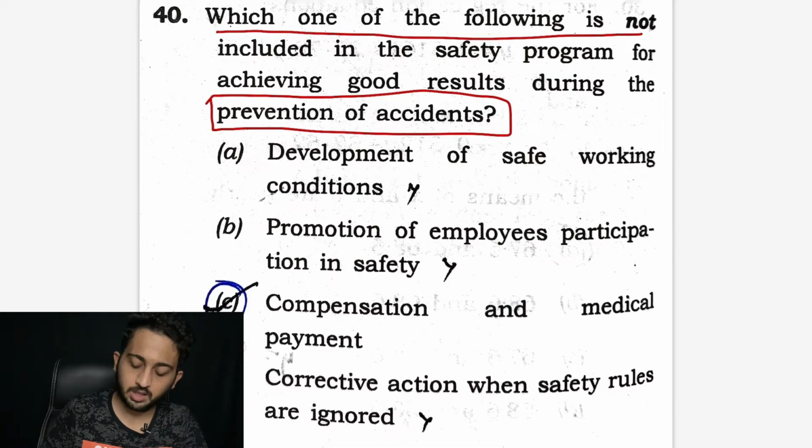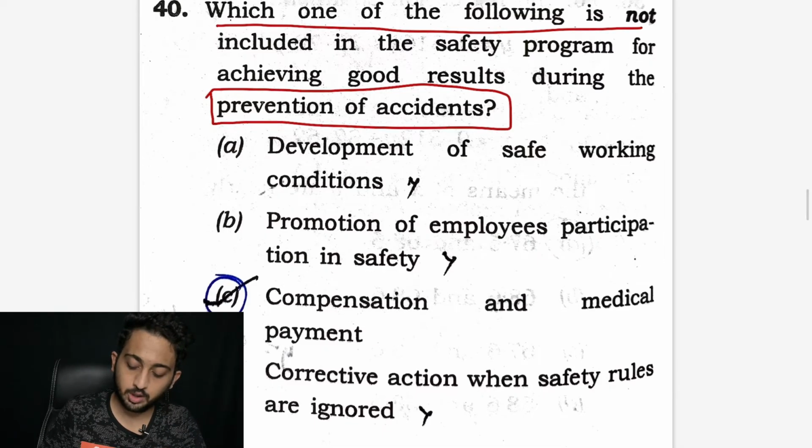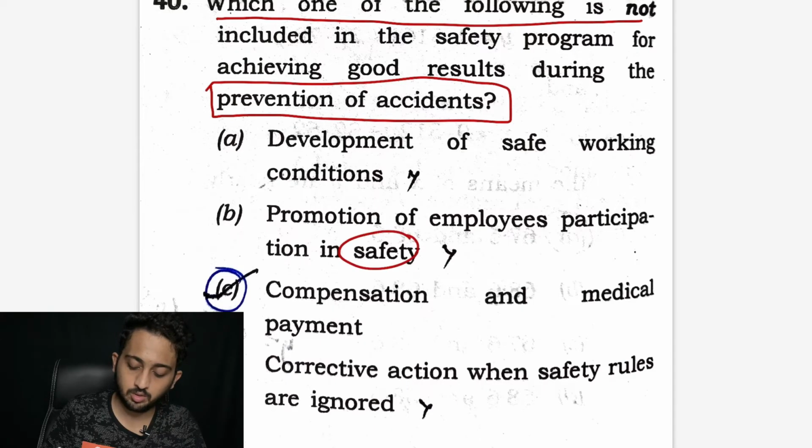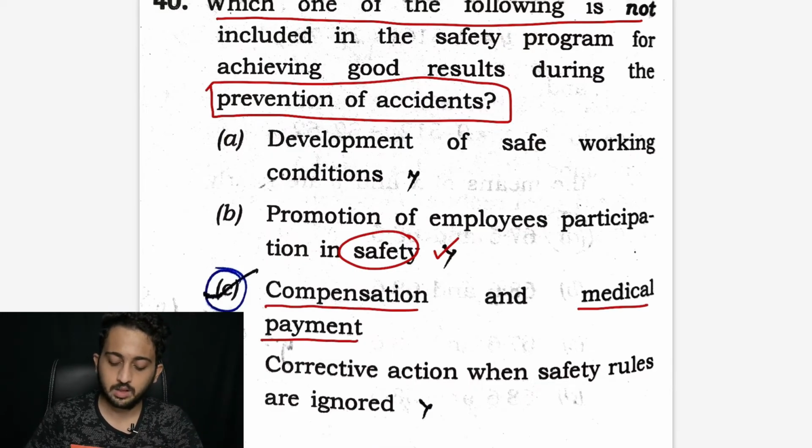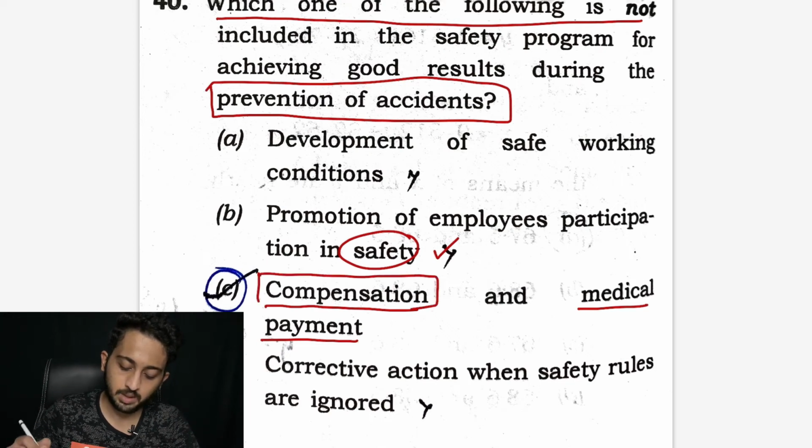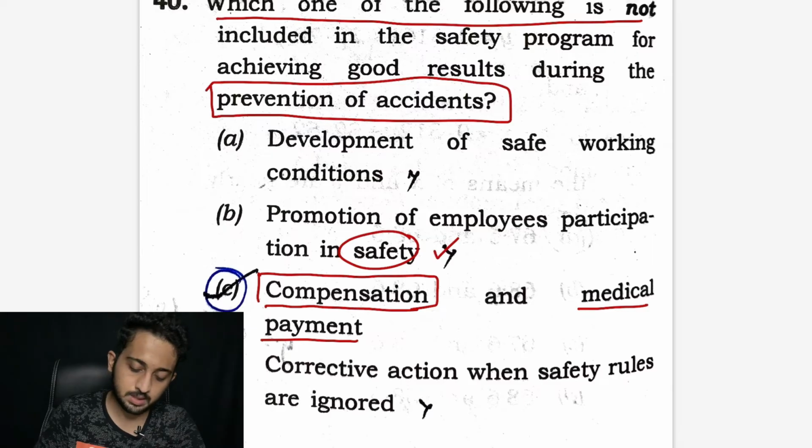So development of safe working conditions is definitely included, and promotion of employees' participation in safety is also included. Compensation and medical payment. Compensation and medical payment would only happen after the accident. If someone is injured in the accident, then only they would provide this compensation or even medical payment. So this would be the answer for this question.